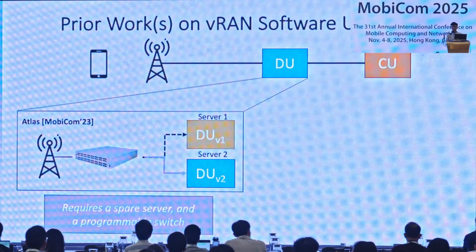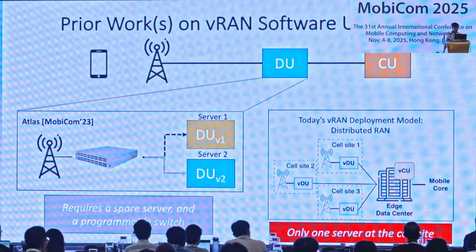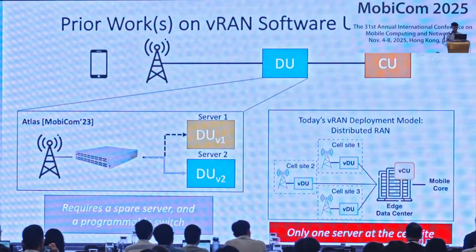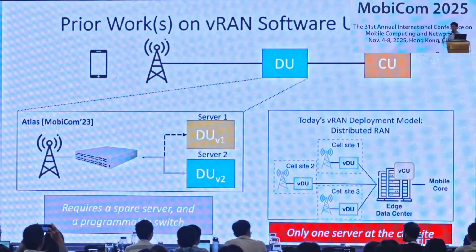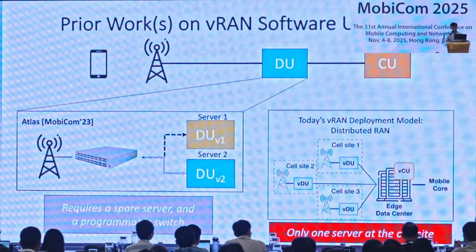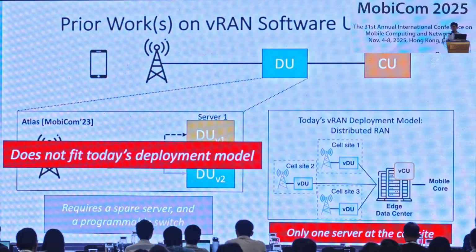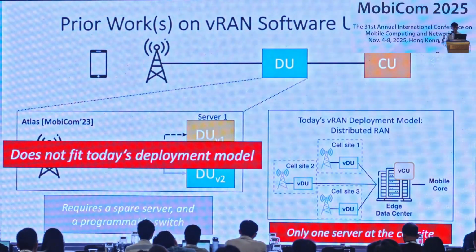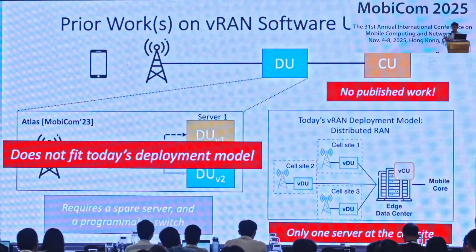But if you look at today's dominant vRAN deployment model, which is what we call a distributed RAN architecture, in a DRAN setup there is usually only one server at the site, just enough to serve the radios at the site. So given this deployment model, what was presented by Atlas does not fit. It is not a suitable one. So that is for the DU. And how about the CU? As of now, there is no published work in this domain as well.